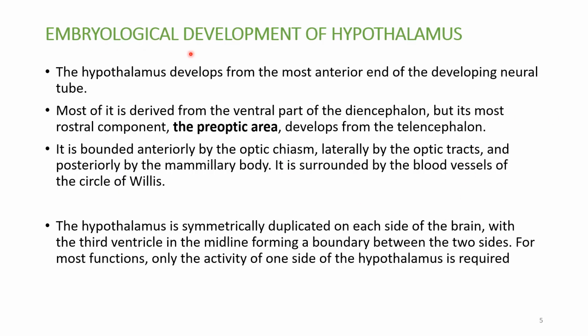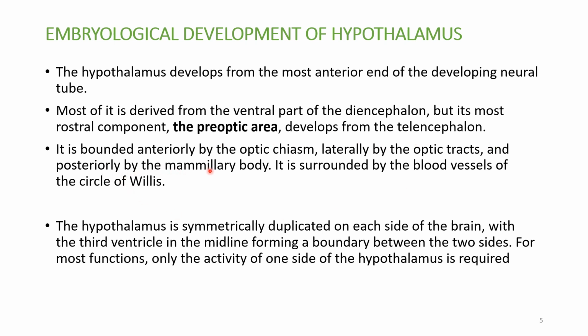Coming to the embryological development of the hypothalamus. The hypothalamus develops from the most anterior end of the developing neural tube. Most of it is derived from the ventral part of the diencephalon, but its most rostral component, the preoptic area, is derived from the telencephalon.